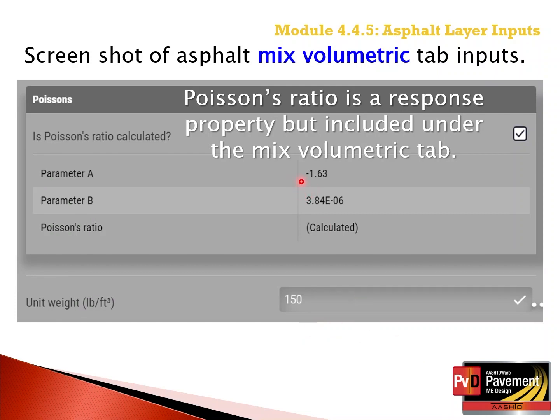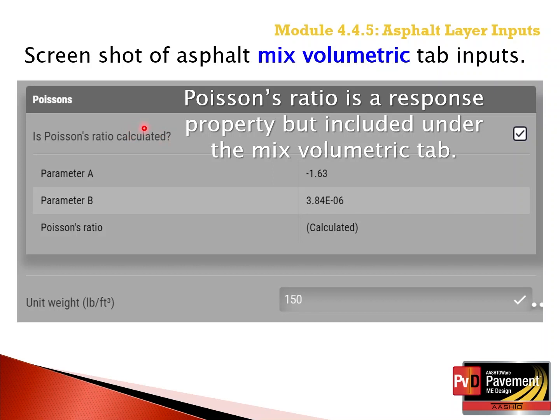This is the final screenshot of information of our inputs within the Mixture Volumetrics tab. The mixture volumetric properties on this screen include Poisson's ratio and the unit weight of the asphalt layer or mixture. Poisson's ratio is an engineering response property, but is included on this screen, as well as for many of the other materials or layers in the pavement structure.